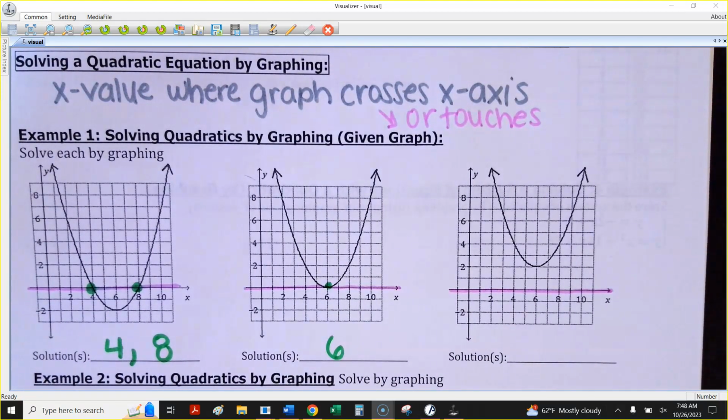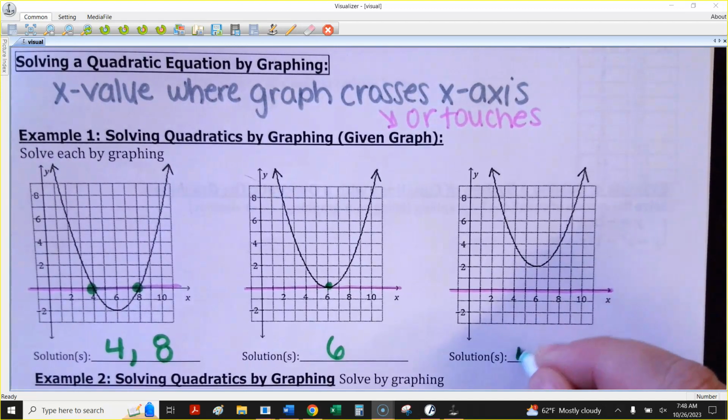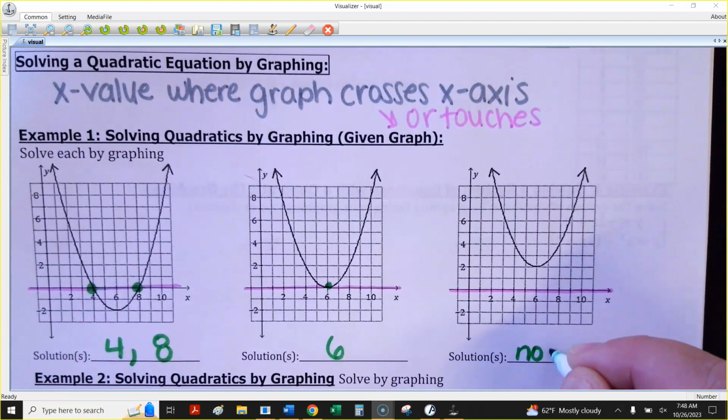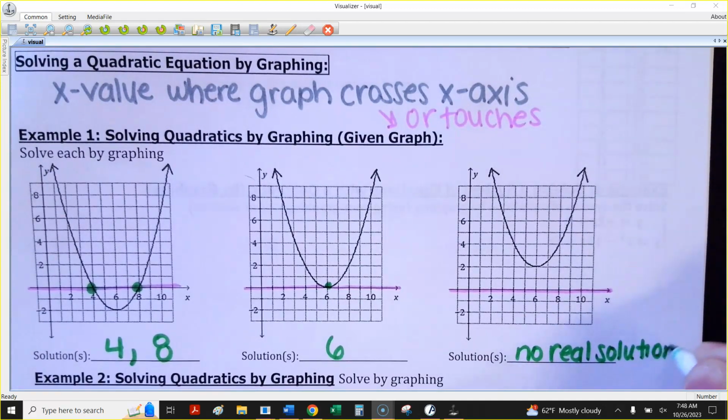Doesn't touch, right? Okay, now, we're going to get into this a little bit later in the unit, but I'm going to write there's no real solution. That would have an imaginary solution, but for our purposes right now, if it doesn't touch the x-axis, it doesn't have a real solution. All right, does anybody have a question if you got the graph in front of you?